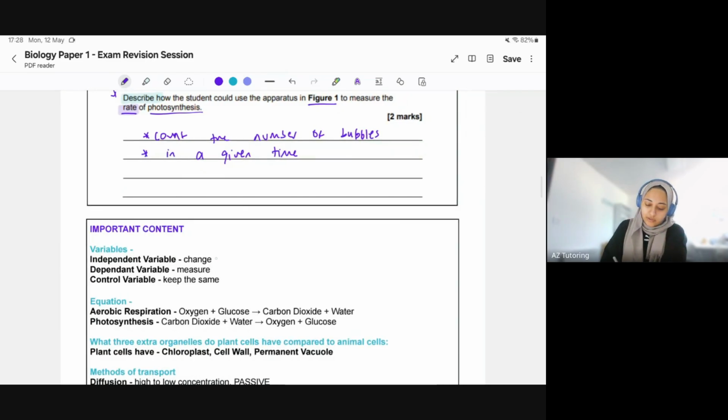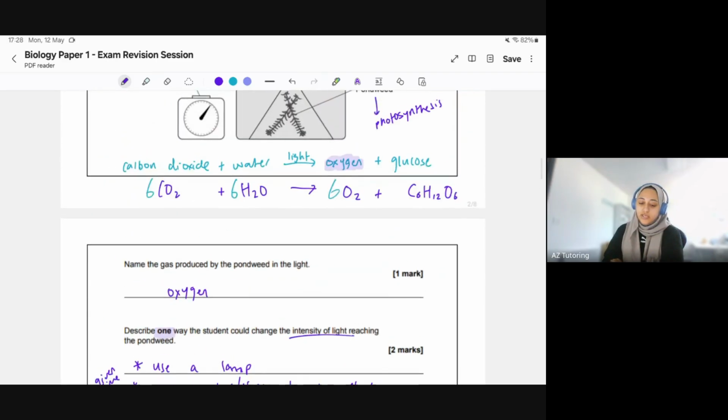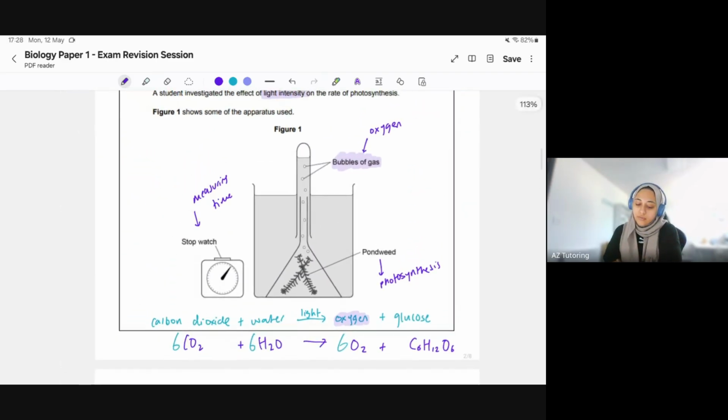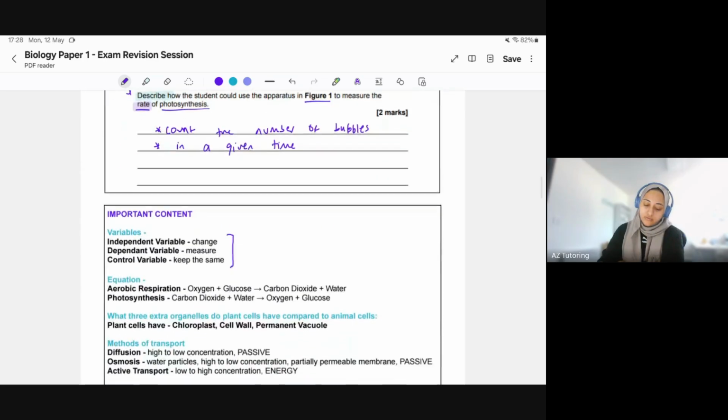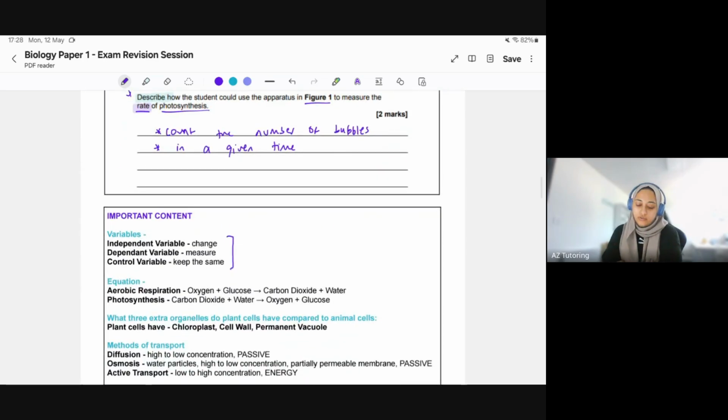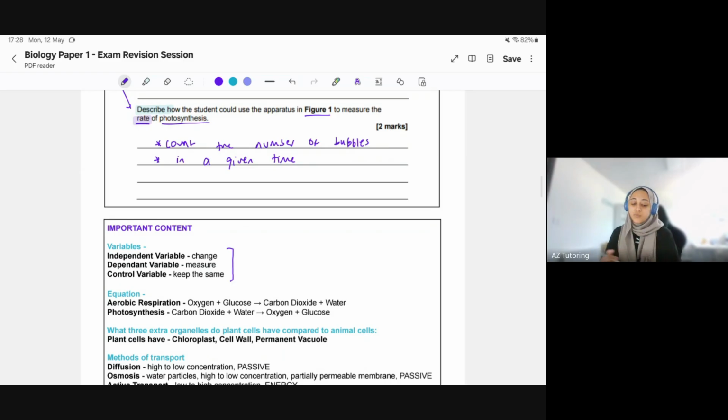There are 3 really important variables that you need to know about: independent, dependent, and control. Control is what you're keeping the same because you wouldn't want it to affect the experiment. For example, in this question, they might ask what could be a control variable. Well, temperature would be a control variable because you're not measuring how temperature is affecting this rate. You don't want it to affect what you're investigating.